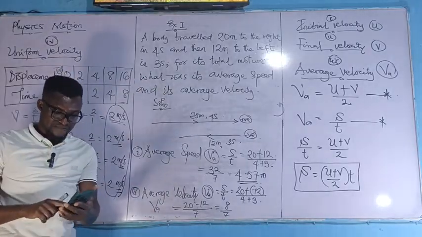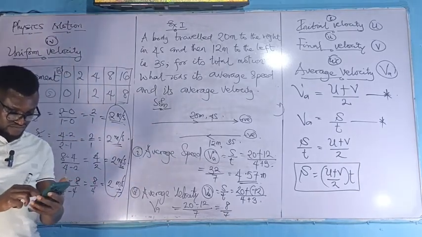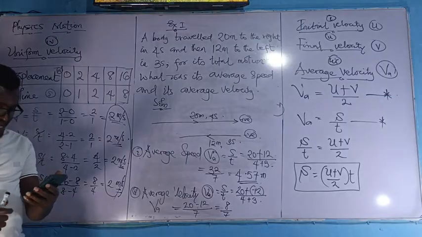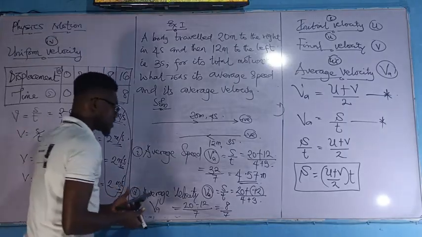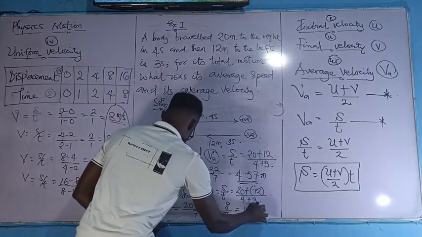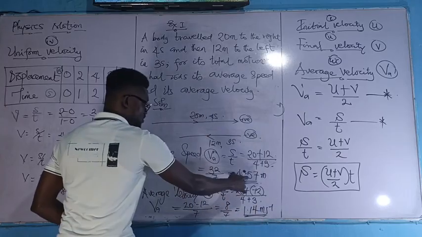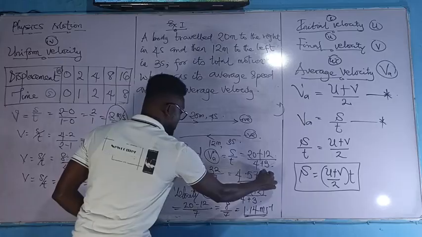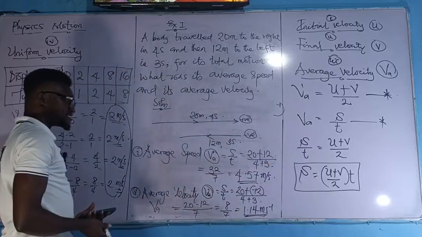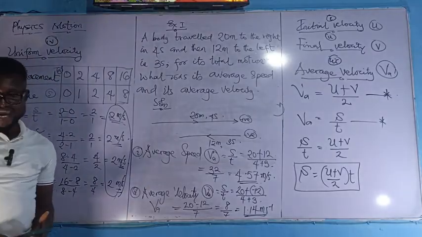Now 8 divided by 7. So punch your calculator. Yes, if you do it well, you are going to get 1.14 meter per second. Please note the unit. Average velocity is measured in meter per second. Now let's take another exercise.